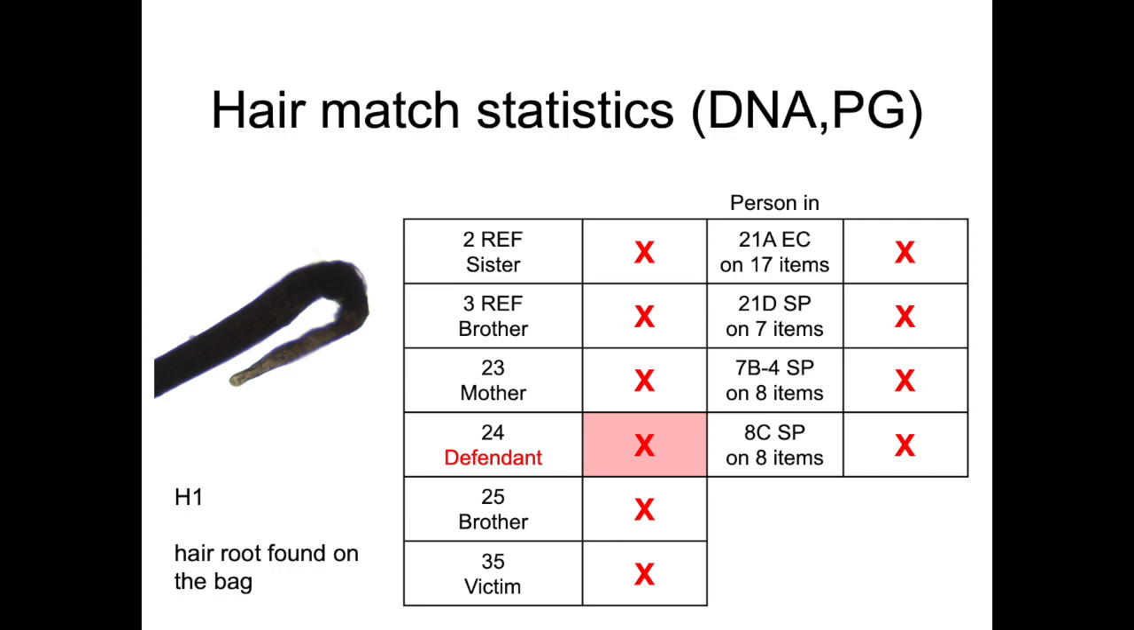The defendant and the square next to him is highlighted in red, so you can see the results in a more targeted way. The 4 rows on the right are for 4 unknown individuals whose DNA genotypes were found at the crime scene. The red X's indicate there was no match to any of these individuals either.